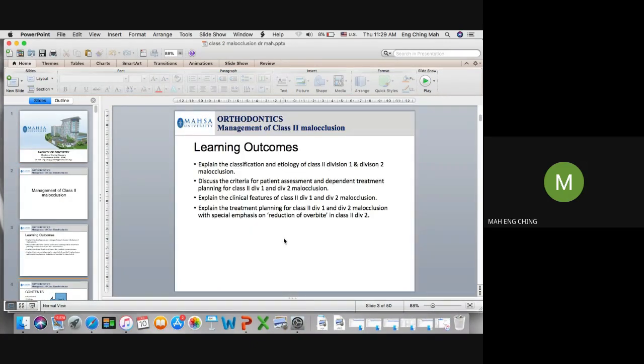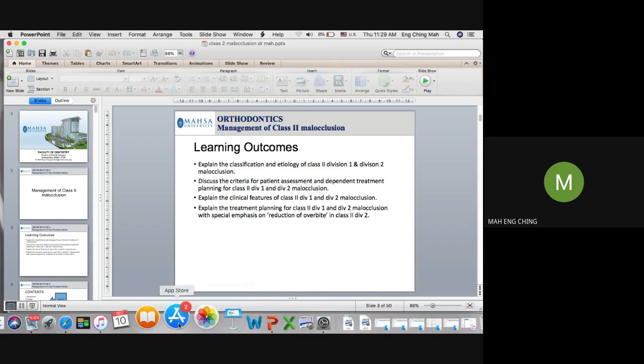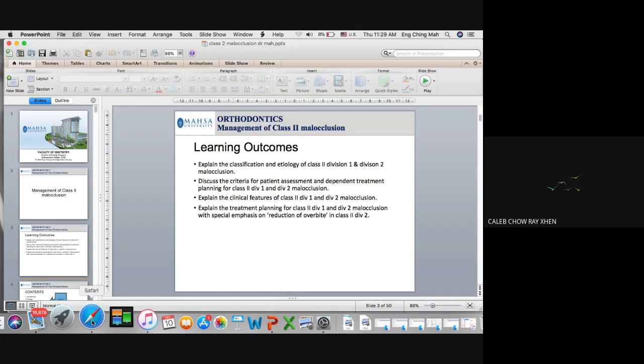Okay, all right. Then maybe someone can explain to me the classifications of this class 2 division 1. What's the class 2 division 1 means? Anyone? The maxilla is more protruded and the incisors are more proclined. Okay, what exactly? Tell me what's the definition of this class 2 division 1 according to this British Standard Institute. What's the definition of class 2 division 1?